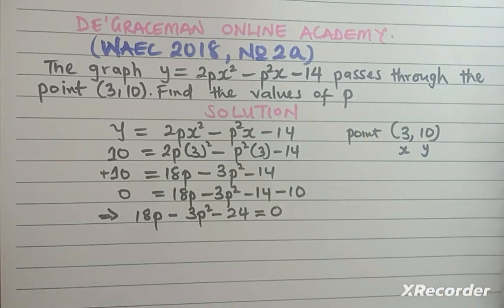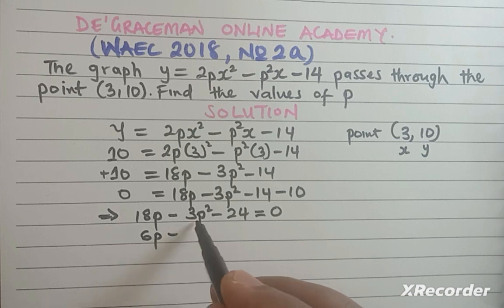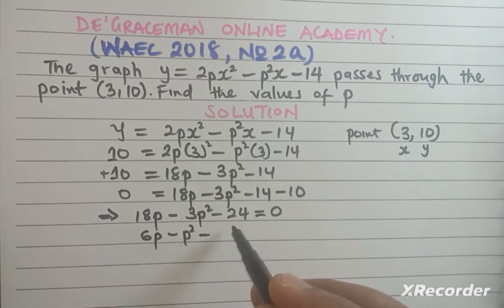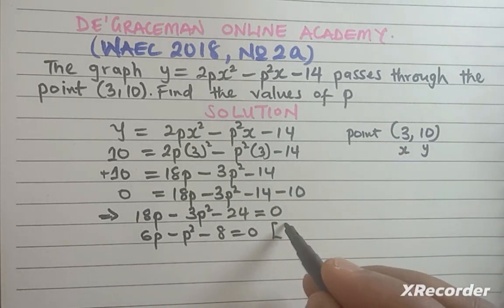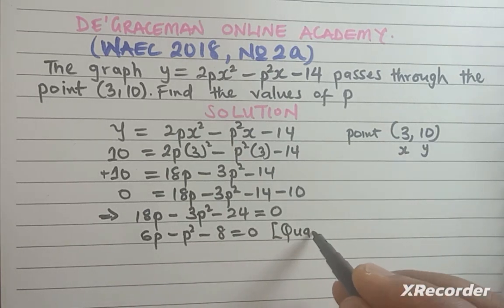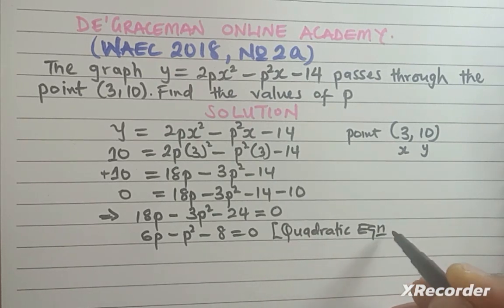Now when you observe the coefficients, we see that we can divide through by 3. If I divide through by 3, this becomes 6p, this becomes p squared, and if I divide this by 3, I will have 8, equal to 0. Now we are having a quadratic equation.